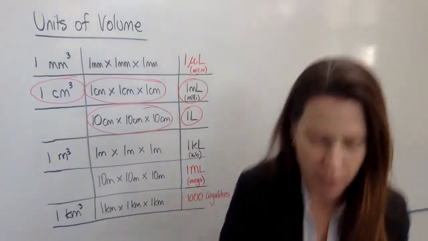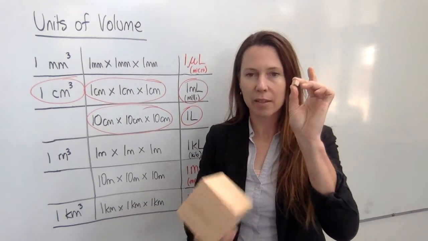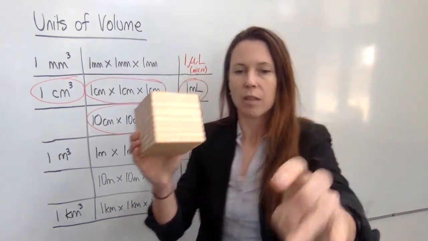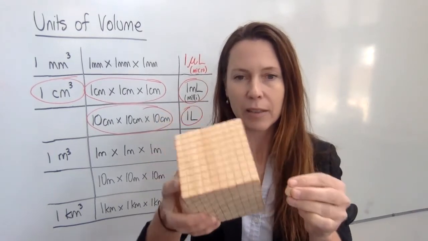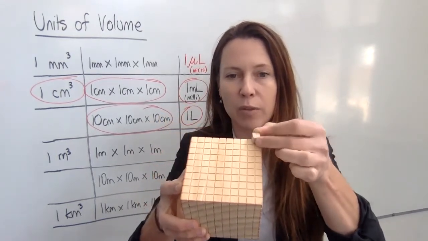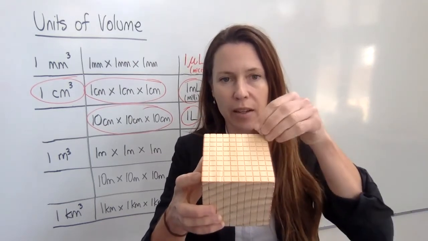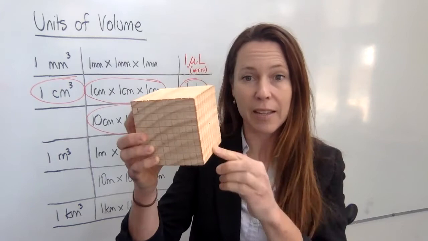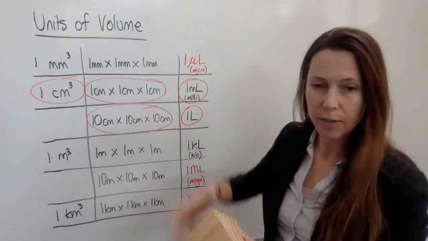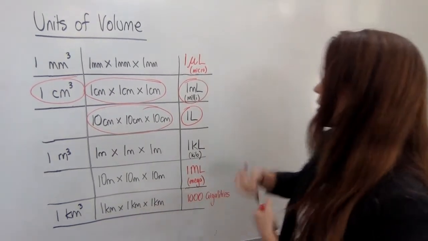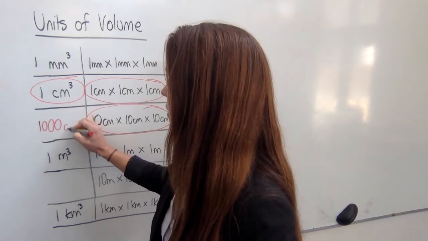Now, if we want to think about how many of these little ones there are in one of these, then all you need to do is just visualise the blocks. Imagine on the bottom layer, if we just look at this, we've got 10 rows of 10, don't we? So 10 tens is 100. But we've also got 10 layers. This explains why we have 10 times 10 times 10. Now 10 times 10 times 10 is 1,000. So this is actually 1,000 centimetres cubed.